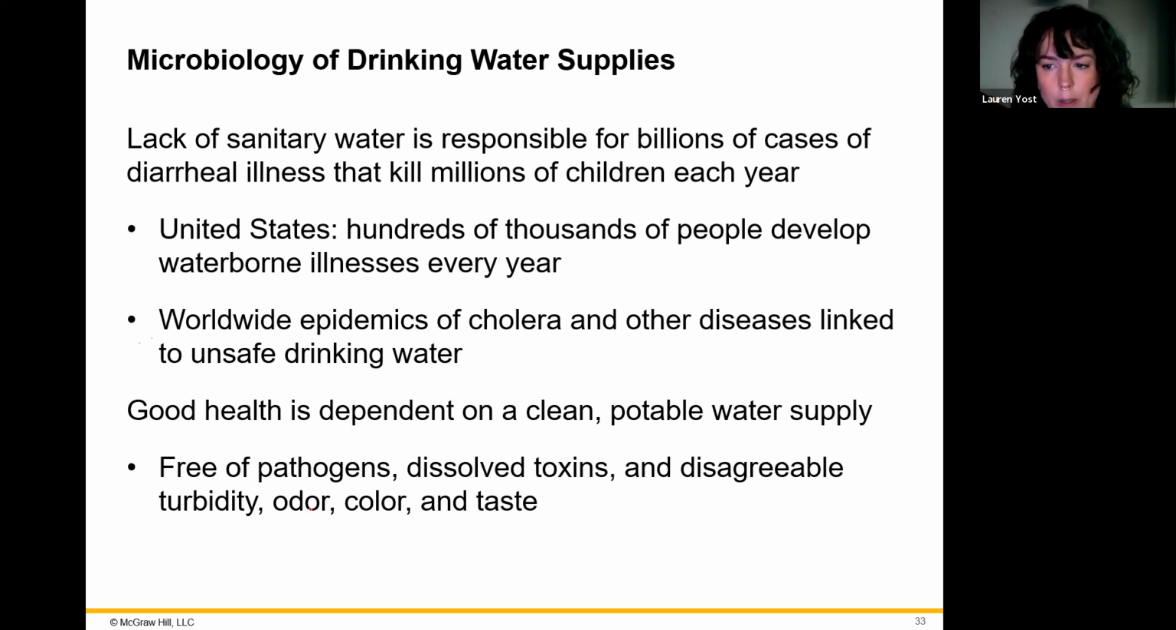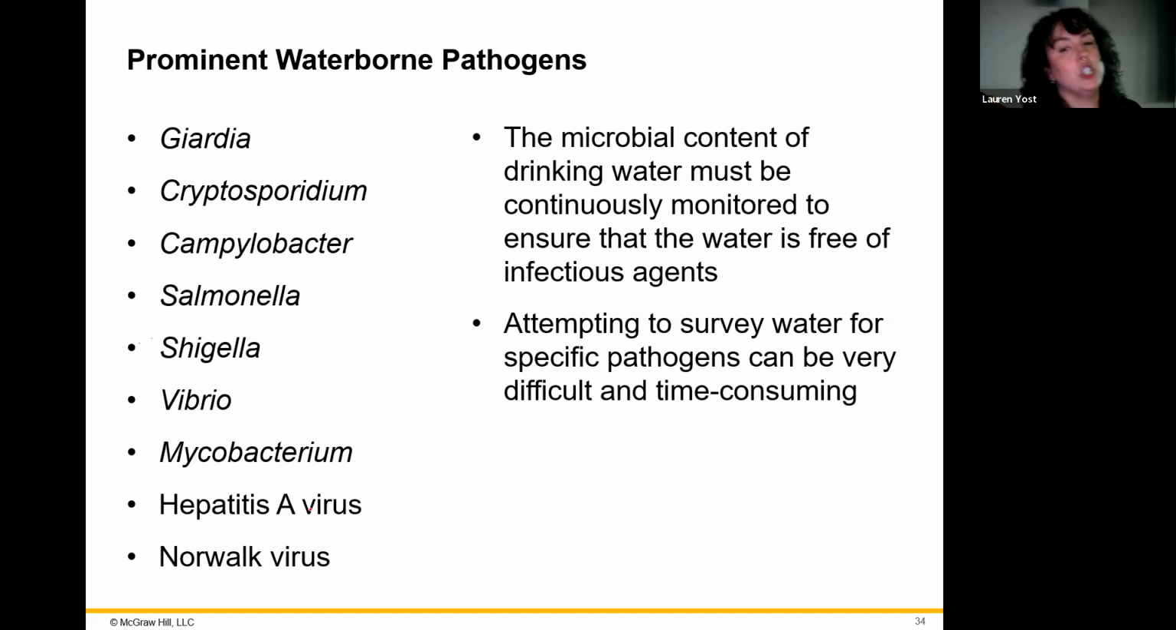Oh my gosh, okay. We definitely want to be sure that we are releasing sanitary water into whatever communities, whether it's for drinking or whatever it is. We want to be sure that it's sanitary and clean, right? There are things like Giardia, Cryptosporidium, Campylobacter, Salmonella, Shigella, Vibrio, which is cholera, Mycobacterium species, hepatitis A, and Norwalk. These can all be found in sewage.